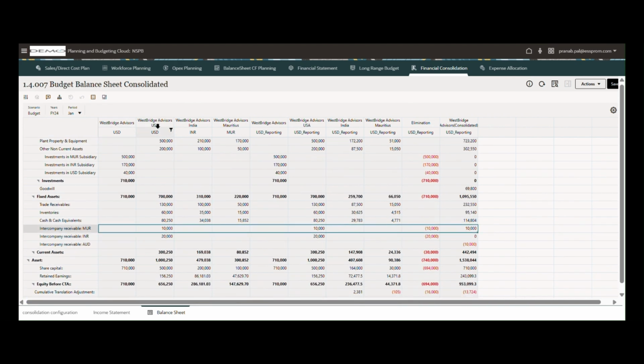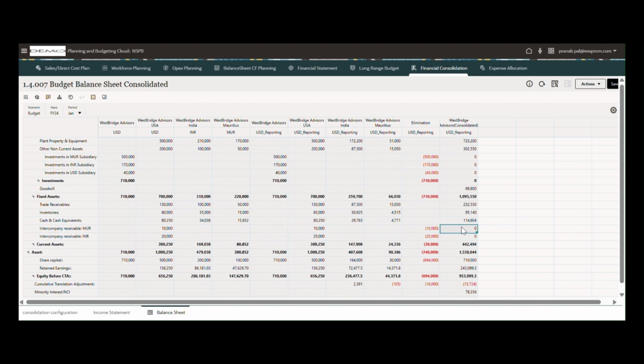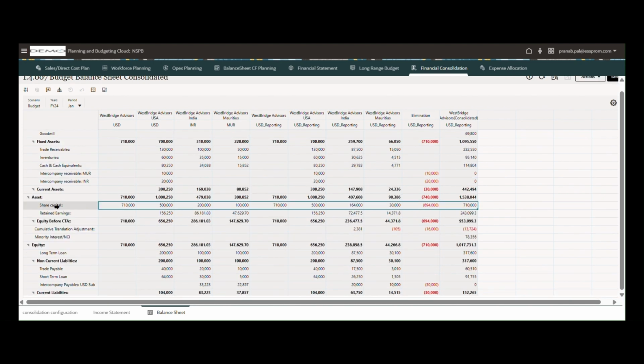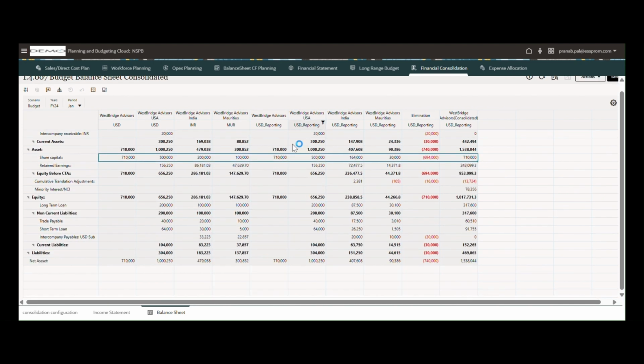Here we can see there is an intercompany receivable from the Mauritius and India subsidiaries to the USA subsidiary, which is then converted to its reporting currency, and since it is an intercompany transaction, we are eliminating it with its negative amount to get zero at the consolidation level. Now we shall see the share capital and retained earnings under assets.